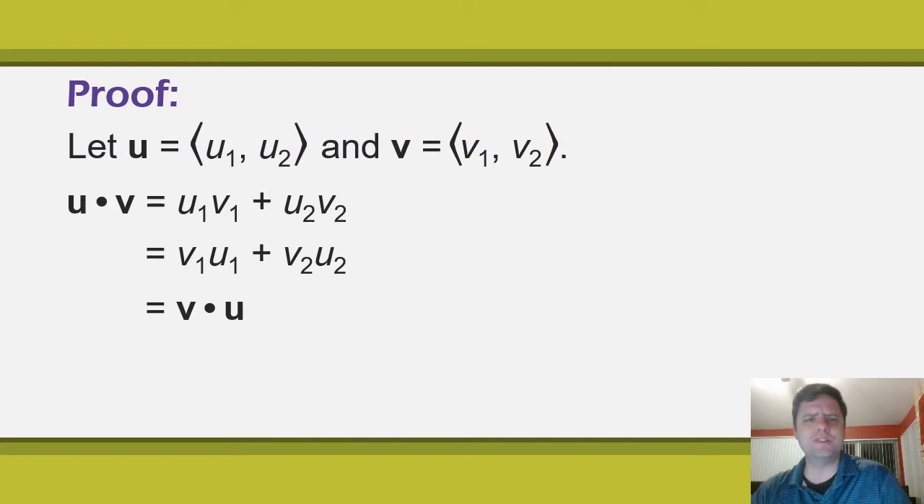So if U is (U1, U2) and V is (V1, V2), well, remember, when we multiply them together, it's just U1 V1 plus U2 V2. But by the commutative property of multiplication, we can reverse the order of those. We can do U1 times V1, or we can say V1 times U1. We can do it either way. Well, then V1 U1 plus V2 U2 is the same thing as saying V dot U. So in other words, U dot V is the same as V dot U. You can multiply in any order. They are the same thing on the dot product.